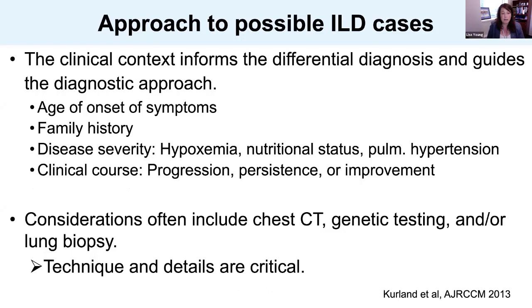And then as you're trying to decide less invasive to more invasive testing, think about, does this child need oxygen? What's their nutritional status? Do they have pulmonary hypertension, which is a poor prognostic factor in ILD as well as another lung disease? And then what's the clinical course? Is it progressing? Is it persistent? And if so, if it's just persistent, how bad a place is it persisting in? Or is the child improving? Because this really influences your need to know, your need to establish a more definitive diagnosis and how it would inform treatment.